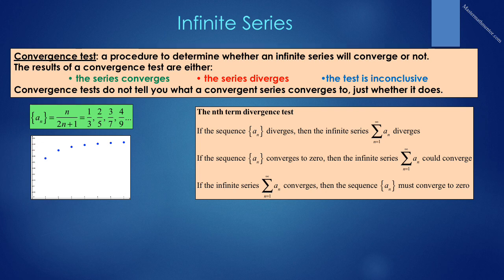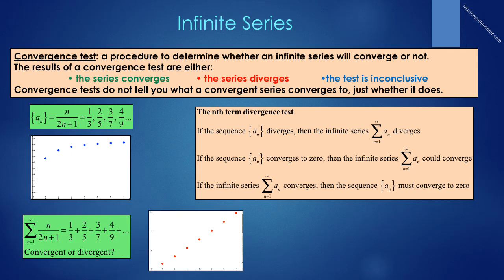Let's see an example. Suppose the sequence a sub n equals n over 2n plus 1. This generates the sequence 1/3, 2/5, 3/7, 4/9, etc. And we can see the points in a graph. Now let's consider the series, summation n equals 1 to infinity of n over 2n plus 1. This is 1/3 plus 2/5 plus 3/7 plus 4/9 plus dot dot dot. And we would like to determine whether this is convergent or divergent.